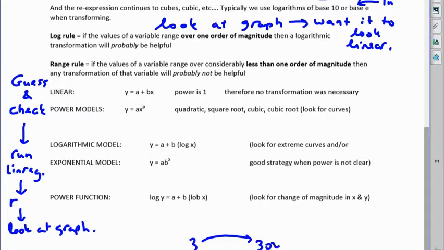And how can you tell if you need to do something like that? You look for orders of magnitude change in your observed x and your observed y values. Like if you go from 3 to 300 and then to 10,000, those are orders of magnitude, large changes. And those kinds of changes are usually better represented using logarithms.